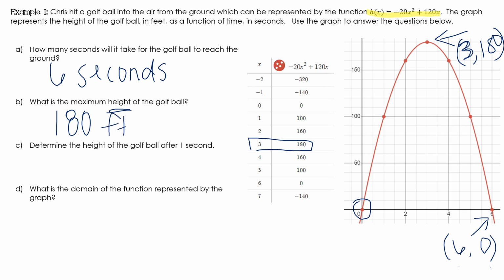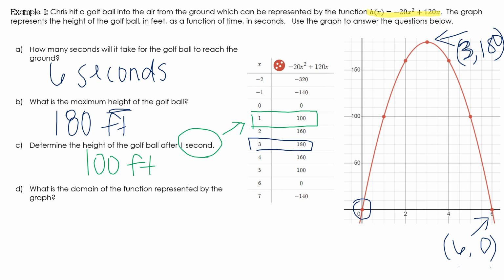Determine the height of the ball after 1 second. That would be utilizing the table. So you can go to the table, you can make the table go bigger, but after 1 second, the height is 100 feet. It's going to definitely be easier for you to see answers like that in the table versus trying to zoom in on the graph, especially if your scale is going by a bigger number.